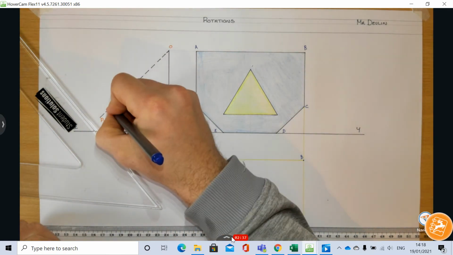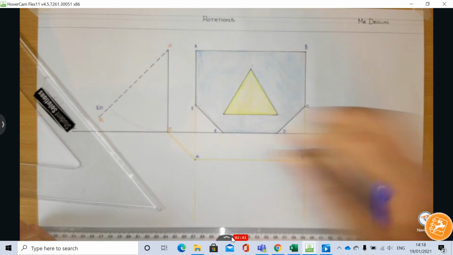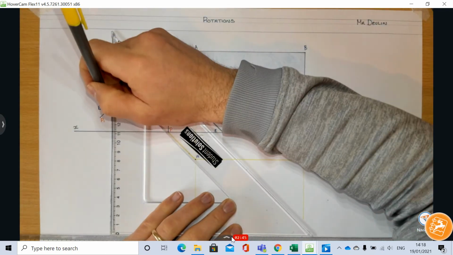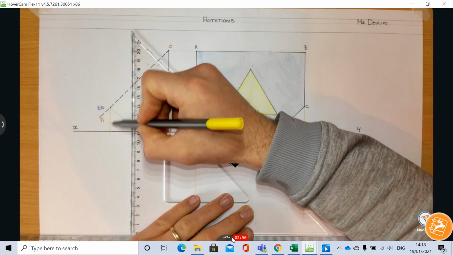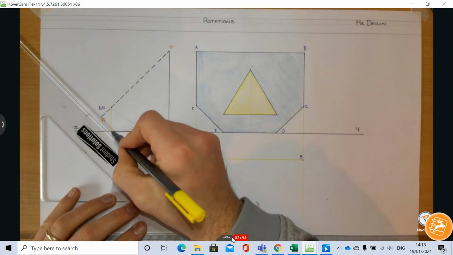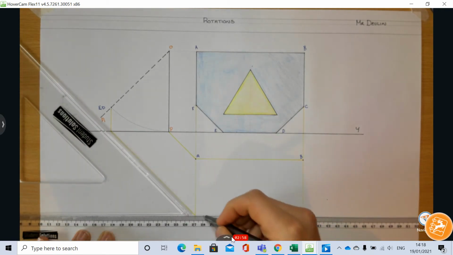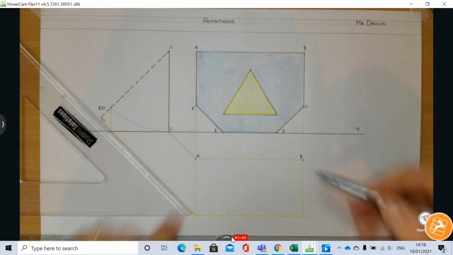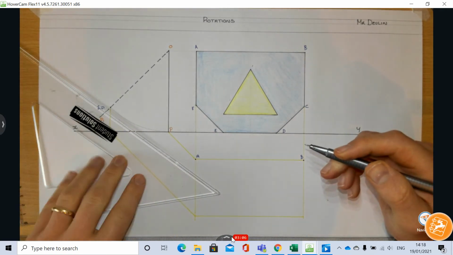I'm just going to put a mark on that. I'm going to call that ED. Now I can drop that down to hit my XY line. It's important that we bring these lines down to hit the XY line, and then we use our 45 degree set square to transfer them down into our plan. Bring that across, and now I can bring down E and D, and I can find those straight away.